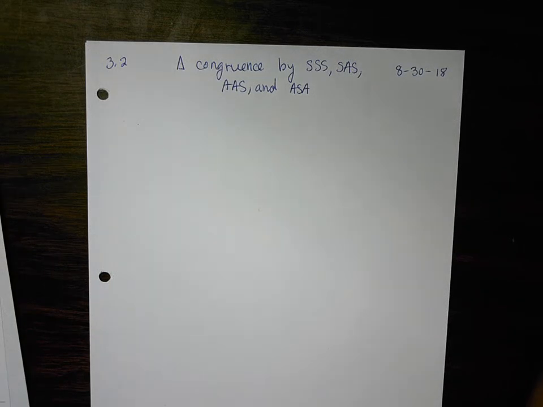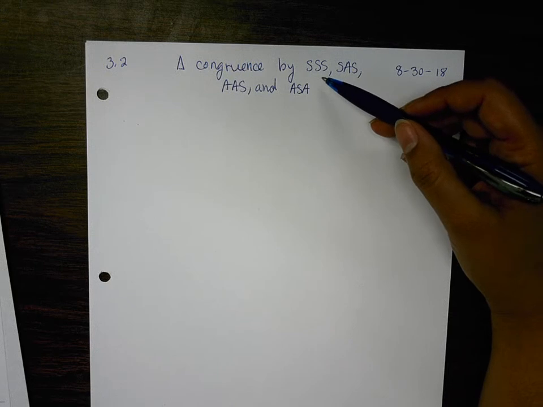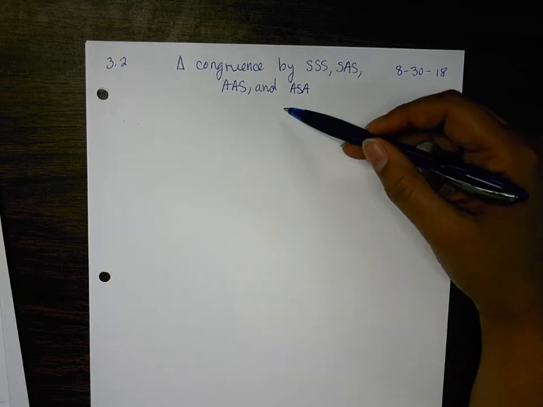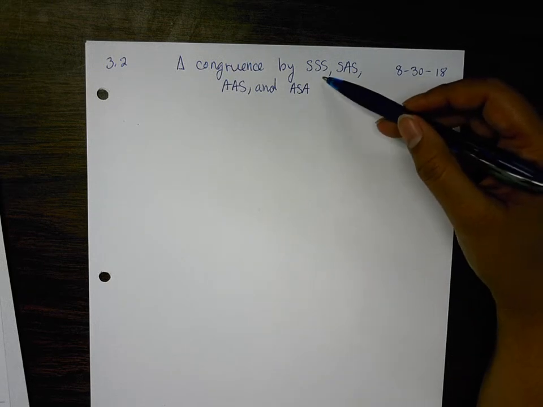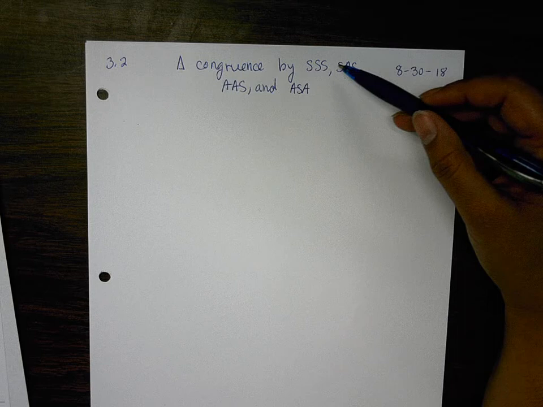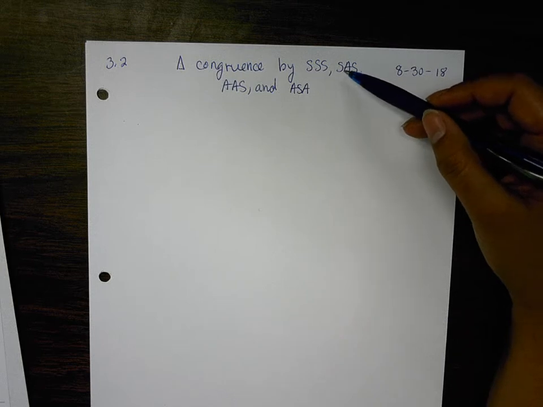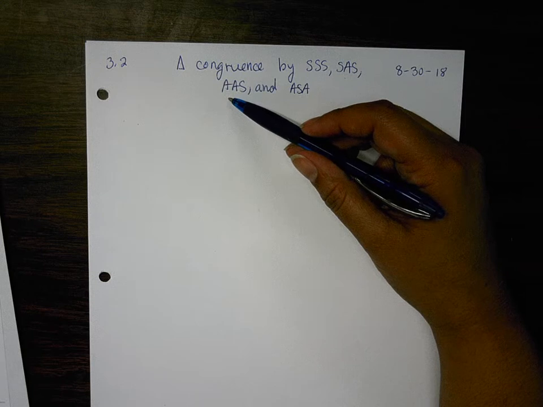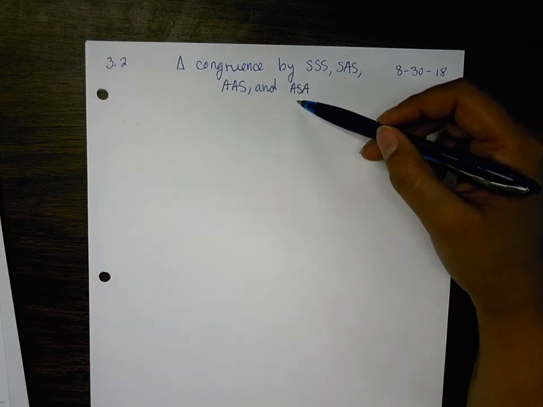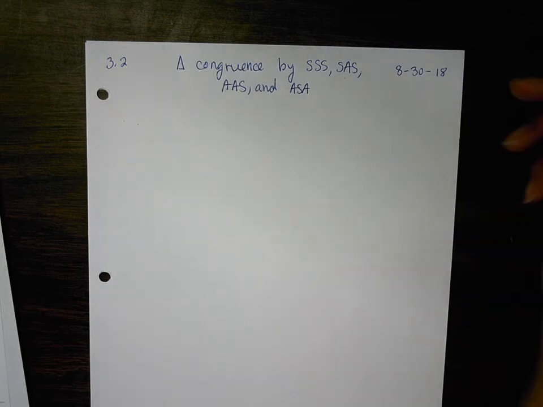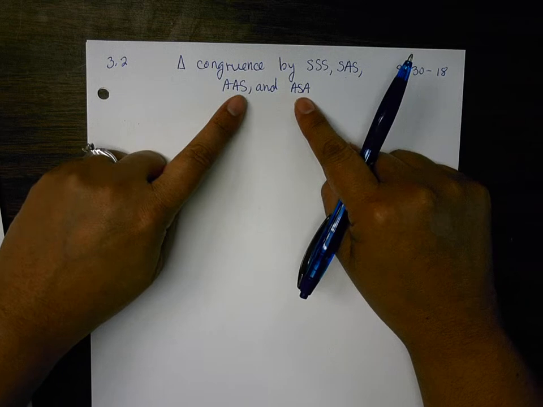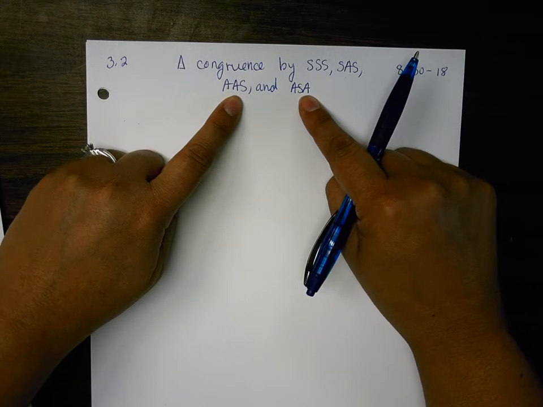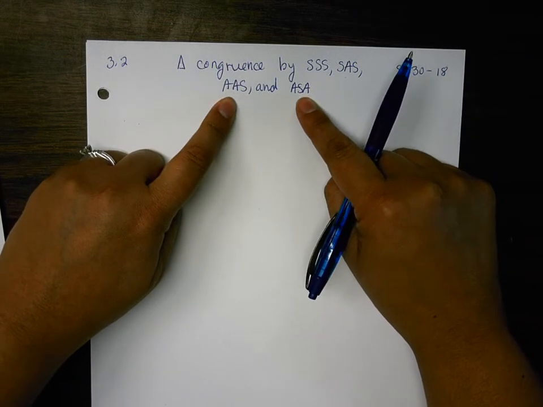All right, triangle congruence by, do you guys know what these letters mean? I heard somebody whisper. What is SSS? Side, side, side. What do you think this one, now that you know that side, side, side, this would be side, angle, side, angle, angle, side, and angle, side, angle. Notice here on these two, they both have two A's and one S. Do you see that? Two A's and one S.